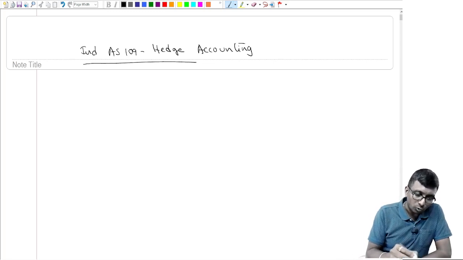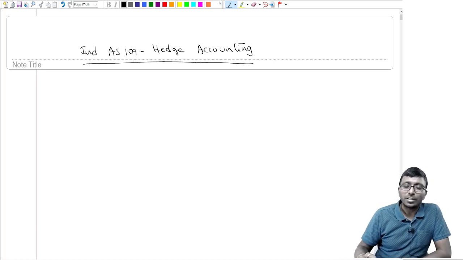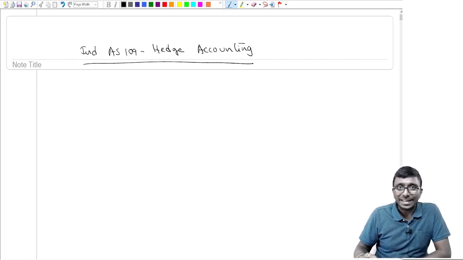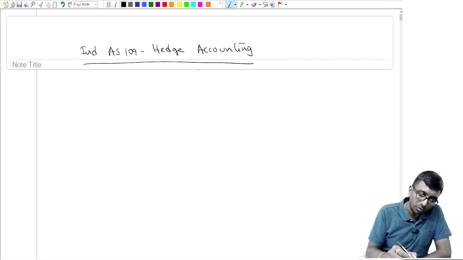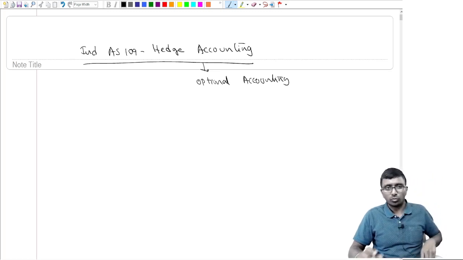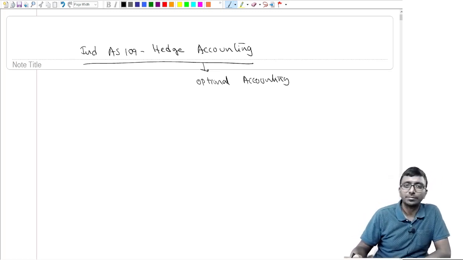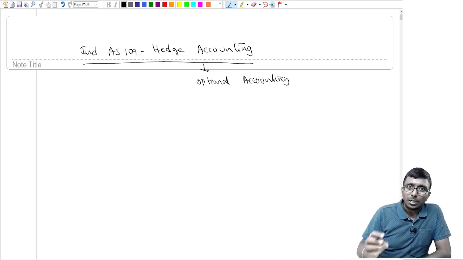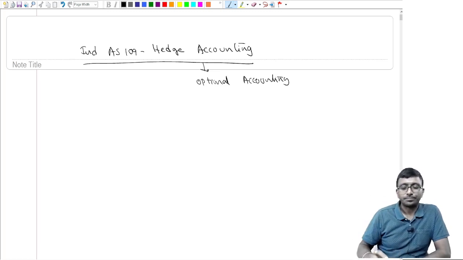First and foremost, hedge accounting is not mandatory for a company following Ind AS. That's why I say first that it is optional accounting. Whether it is good or bad to choose this accounting, we'll discuss; you'll understand within 10 minutes. It is not mandatory for a company to follow the hedge accounting we are discussing.